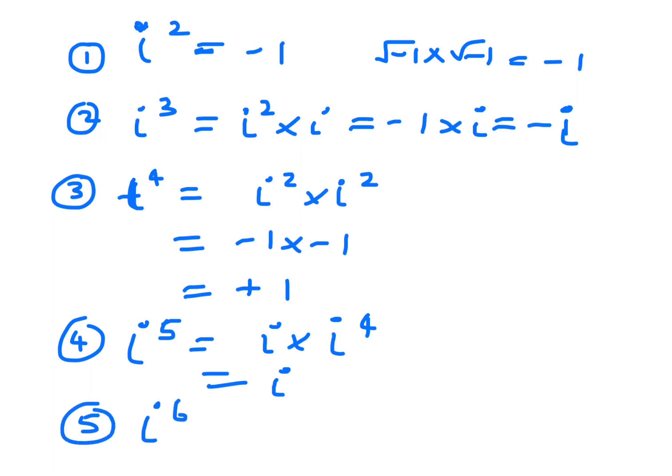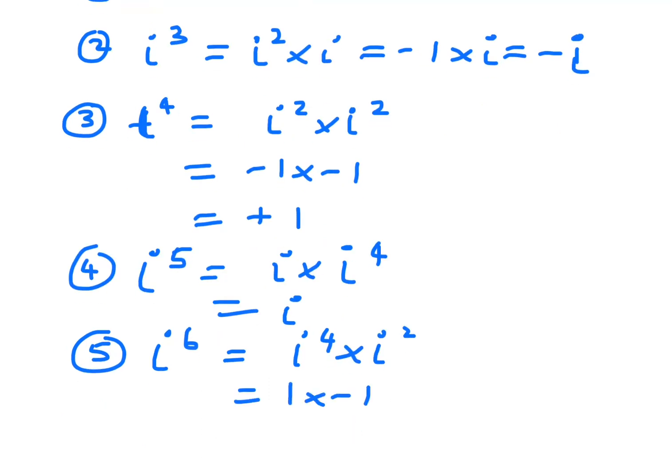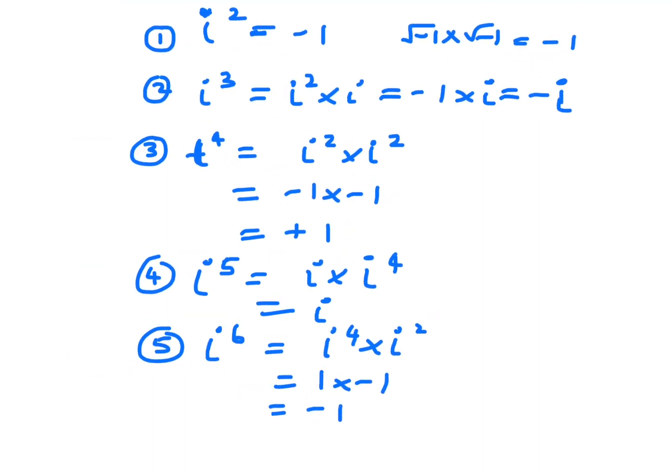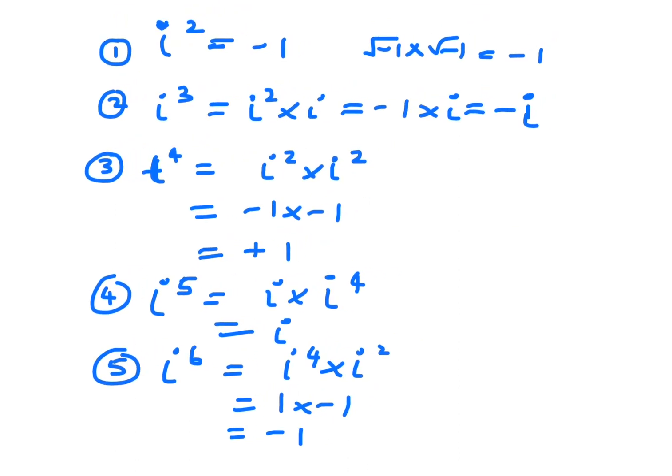Okay, let's just say we have i to the 6. That would be i to the 4 times i squared. So it's 1 times minus 1, which is minus 1. And hope we can see there's a bit of a pattern here now.